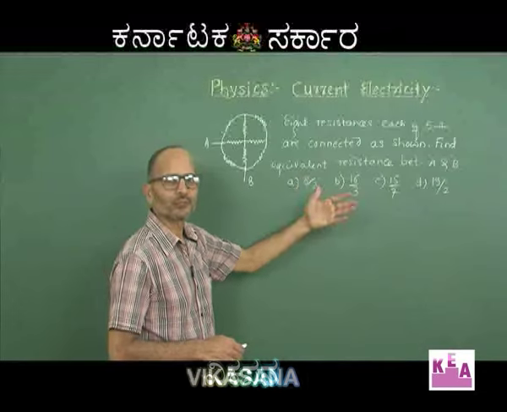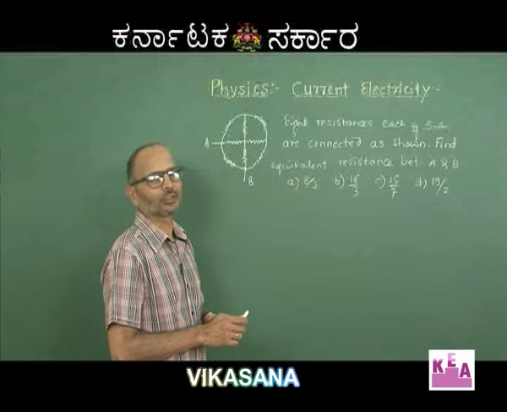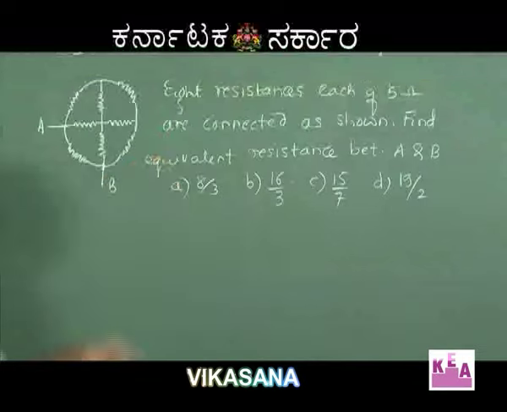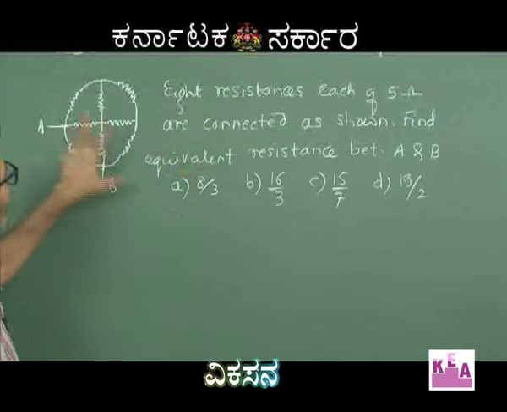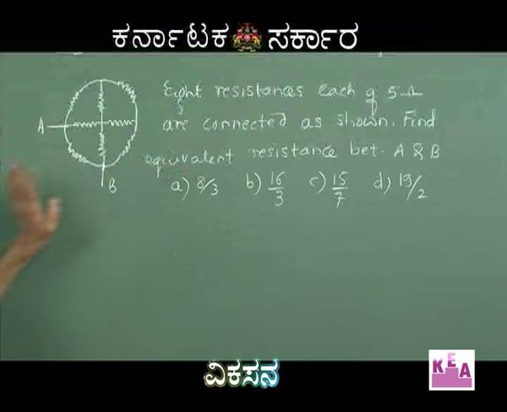See, 8 resistances, each of 5 ohms. Only thing is that he has given you the resistance of each. Last time he had just called them R. 5 ohms and are connected as shown in the figure. Find equivalent resistance between A and B.